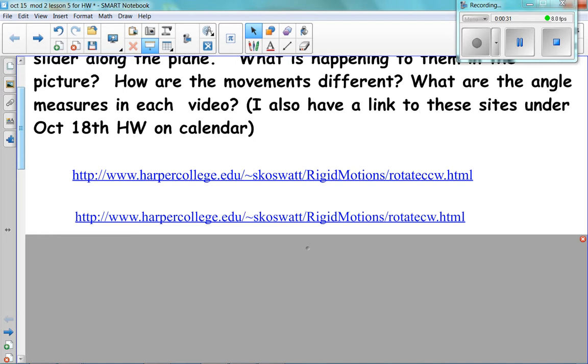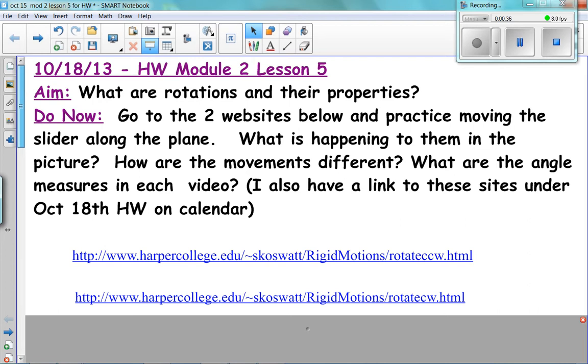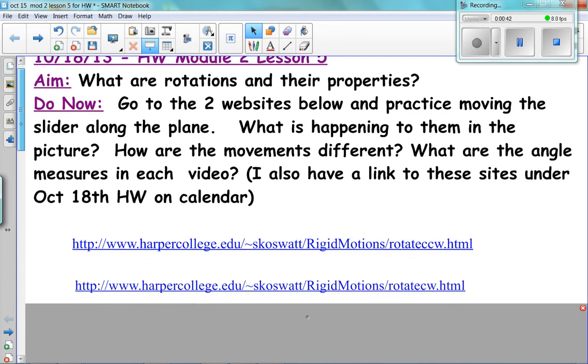Practice moving the slider. Notice what's happening. Okay? Notice what's happening to the objects in the picture. How are the movements different? What are the angle measures in each of the videos?